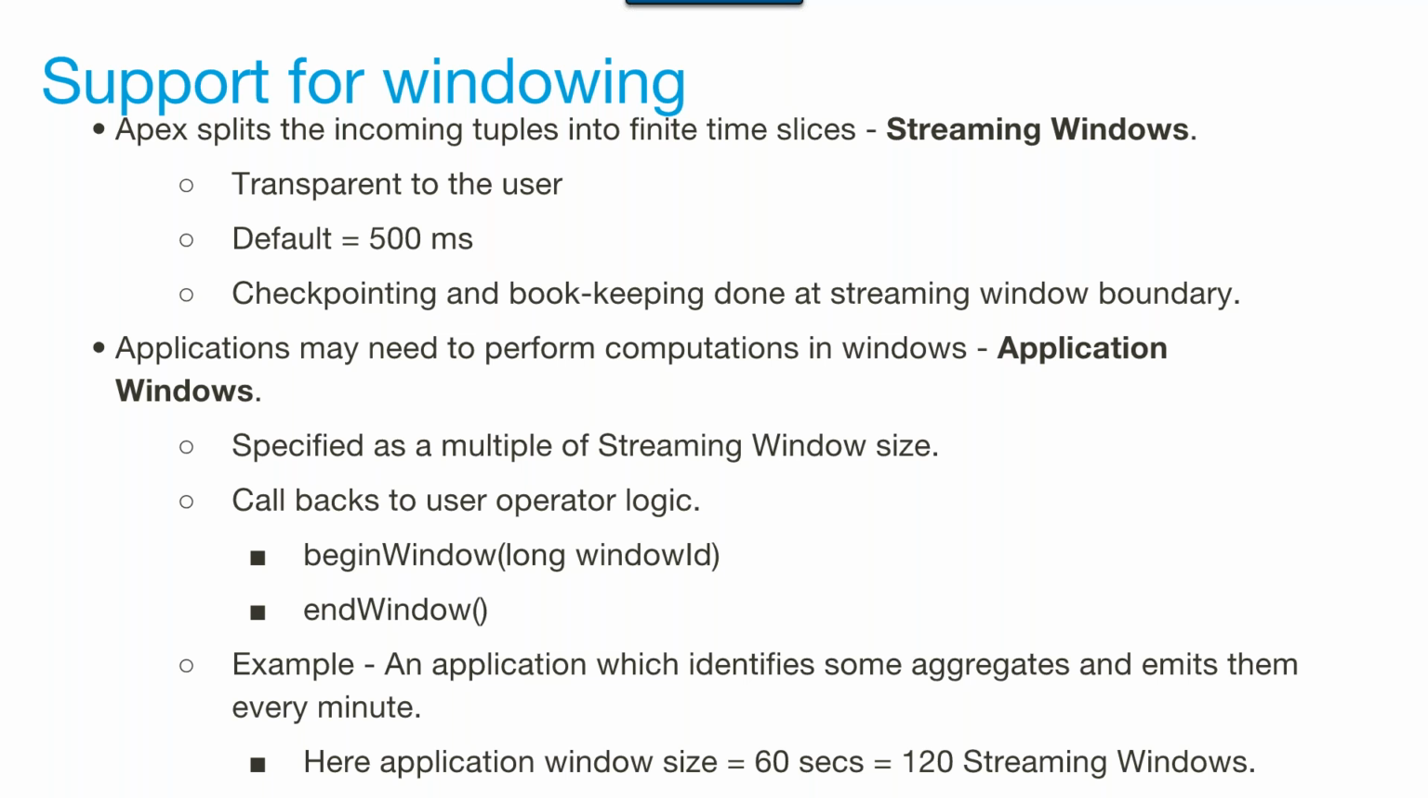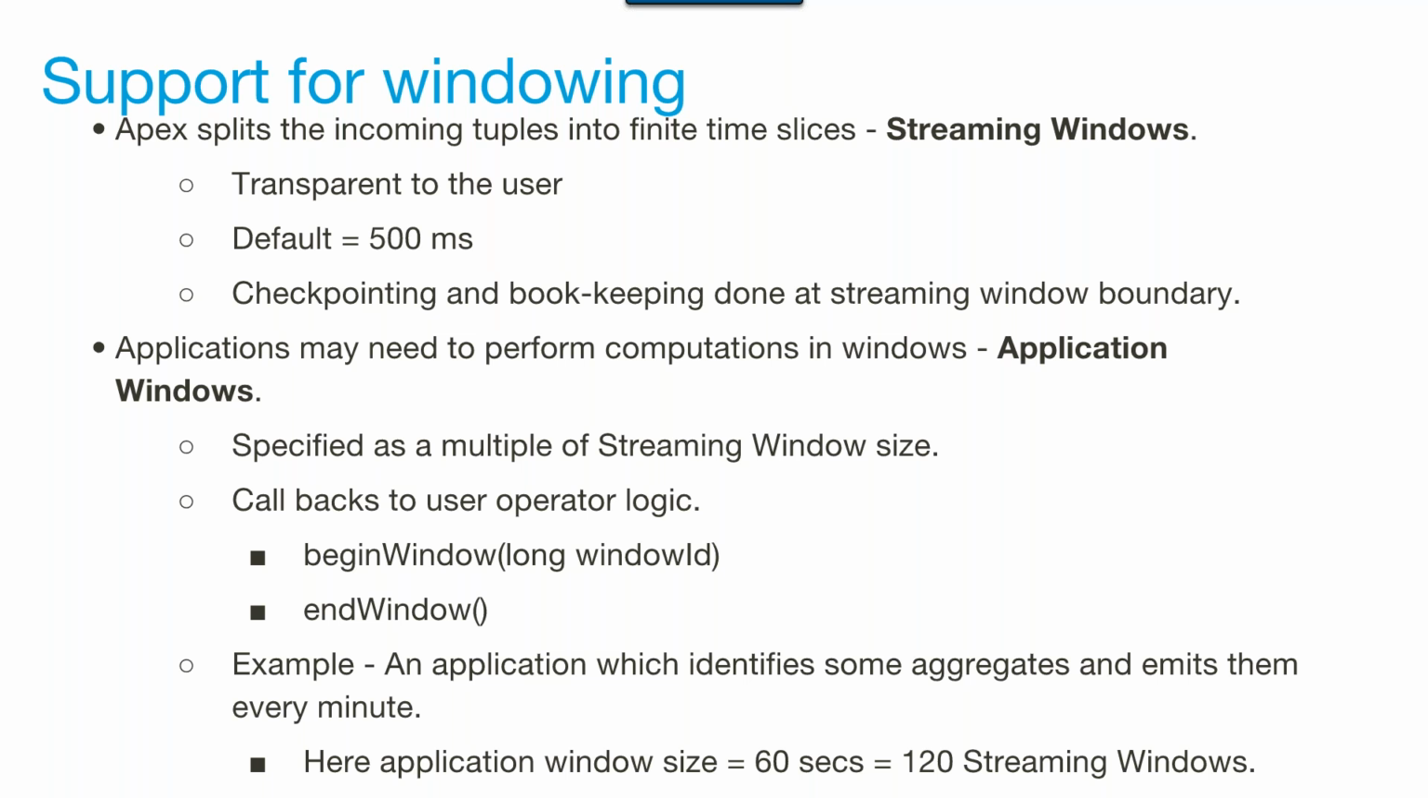Now, the next topic is windowing. What is windowing? Here, it's a real-time streaming platform. The input side, the input of the real-time streaming data, will be distributed into small finite segments, chunks. And these are called the application windows.